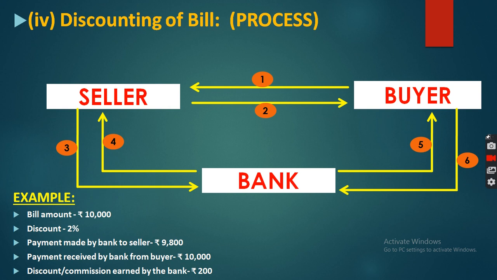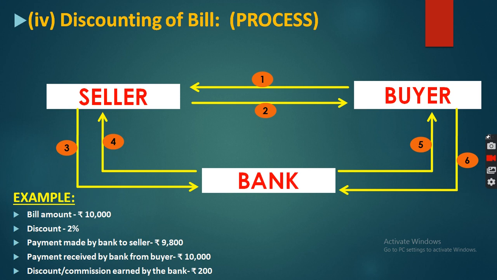Then discounting of bills. This type of facility is also provided by the bank. I explained this terminology, you already learned in F5. Discounting of bills. So it is a process of discounting of bills, which is also known as bill discounting, a facility provided by the bank. Clear?